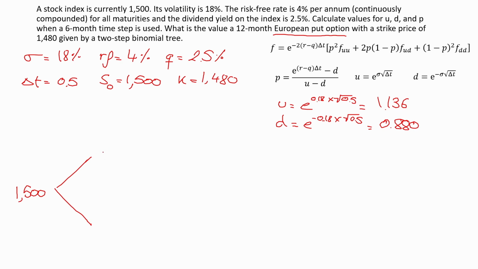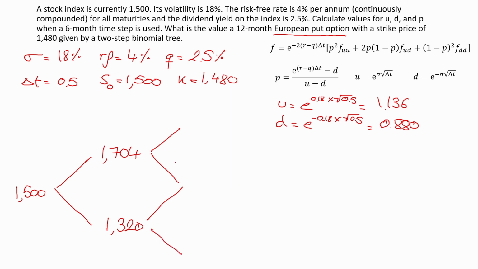So in order to find out the stock index value in the high state, so when it's gone up, we do 1,500 times U, which is 1.136. And if we do that, we should get 1,704. To find out the stock index value when it's gone down, we do 1,500 times D, which is 0.88 in our case, and this should give us 1,320. Perfect. So now we have a one-step binomial tree. However, this is a two-step, so we keep going one more time.